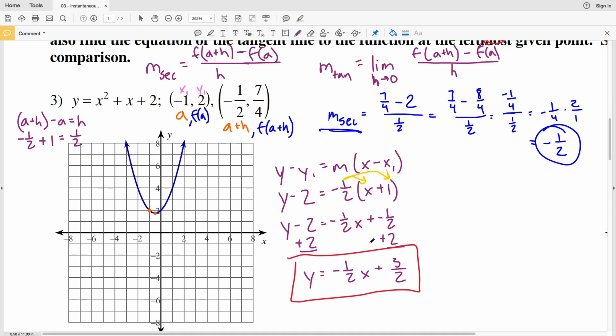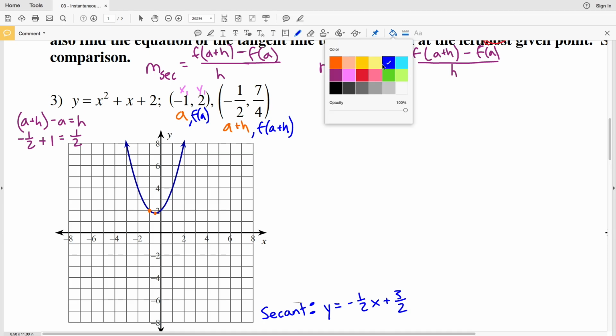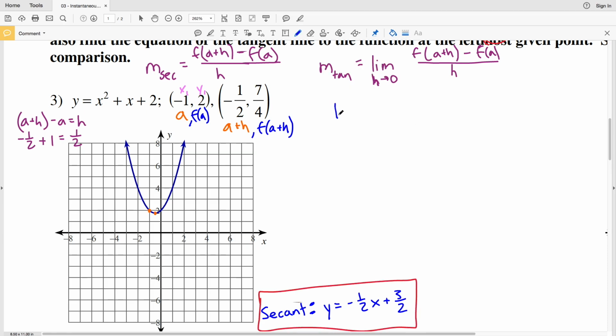So now I'm going to clean up some of this work and get ready to calculate my tangent line. So quickly writing my secant line at the bottom so that we don't forget. That was y equals negative 1/2 x plus 3/2. Now to find that tangent line slope.